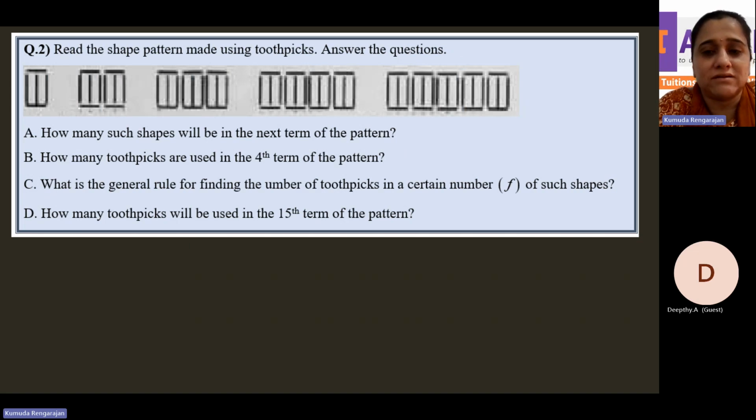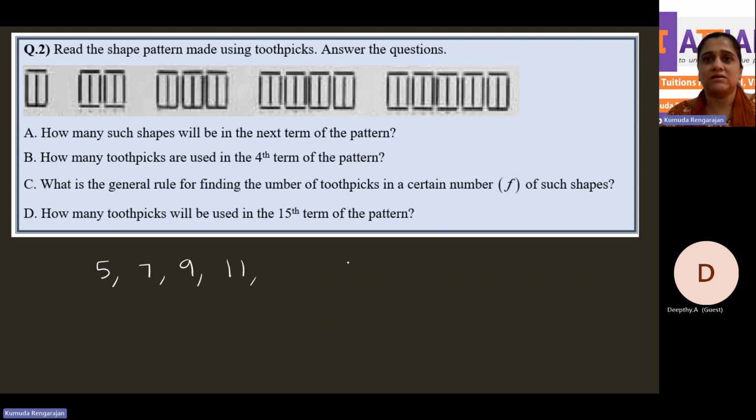Read the shape pattern. What do you mean by the shape pattern? Patterns can be made using shapes as well as numbers. So this one is a shape pattern. You can also make patterns using numbers. Supposing you start with the number 5: 5 plus 2 is 7, 7 plus 2 is 9, 9 plus 2 is 11. So this one is a number pattern, a pattern made up of numbers.